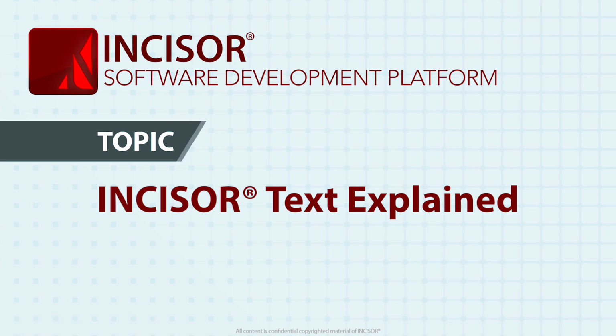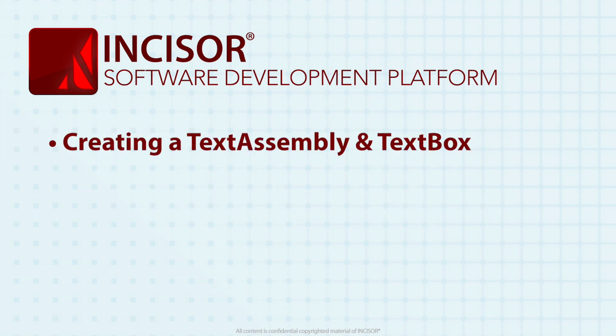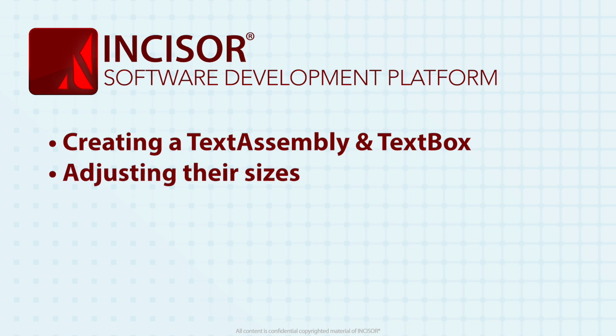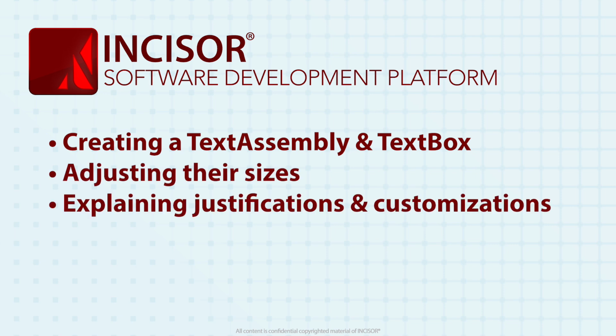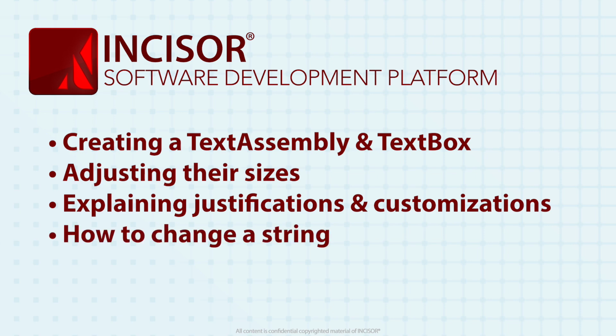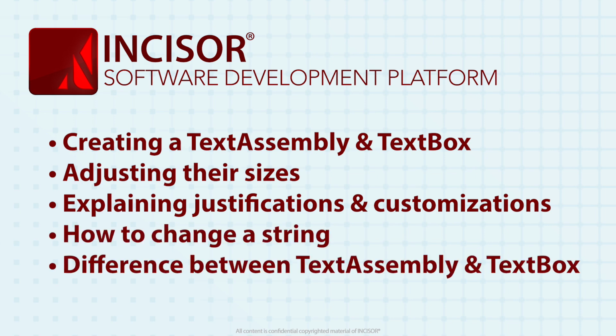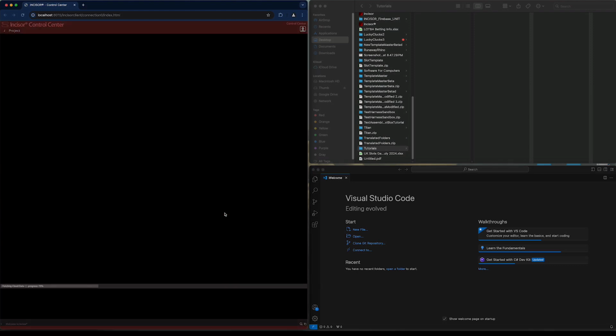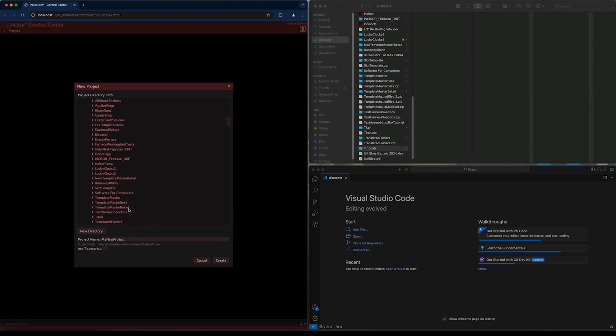In this tutorial, we will cover creating a text assembly in a text box, adjusting the size of the text assembly in text boxes, explaining some of the justifications and customizations available, how to change the string, and a fundamental difference between a text assembly versus a text box. This video also assumes you have watched either the Getting Started with JavaScript or Getting Started with TypeScript videos. All code examples shown will be in JavaScript.